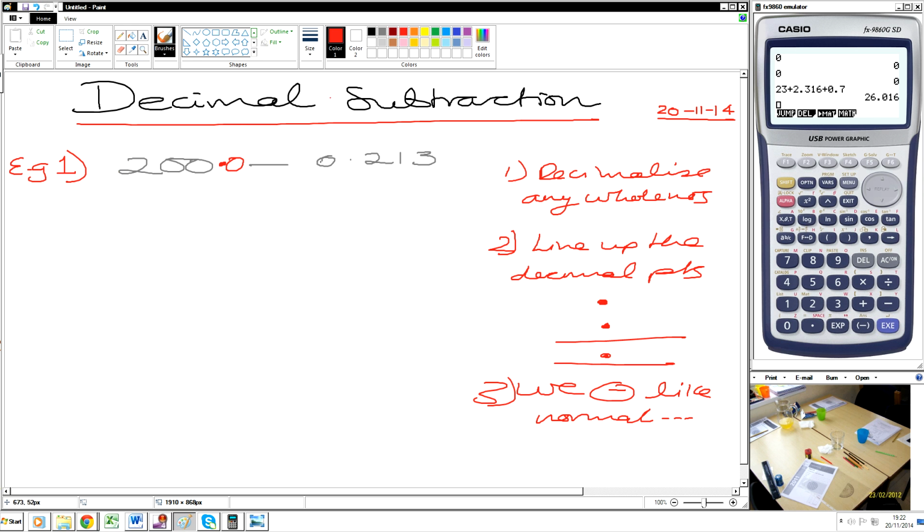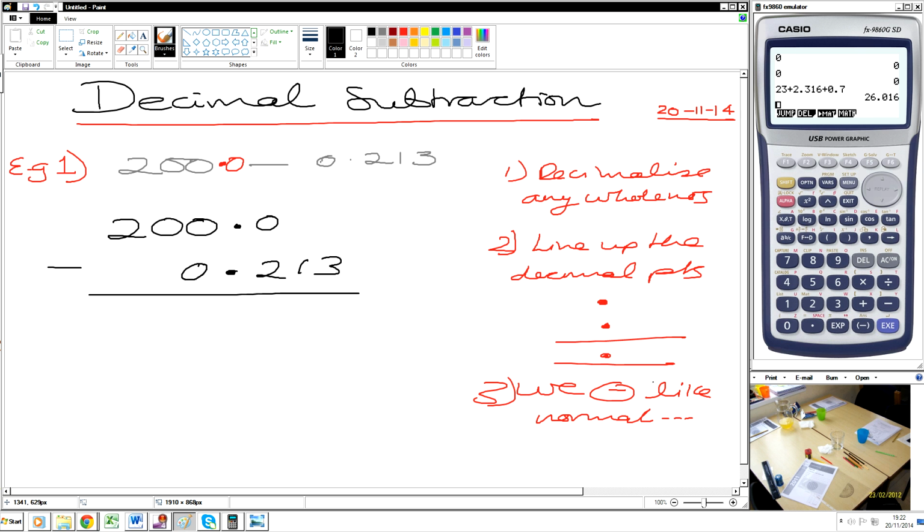Okay, let's set this question up now. So we have 200.0. Take away now 0.213, which will have to go here. Okay, let's have a look at this question.